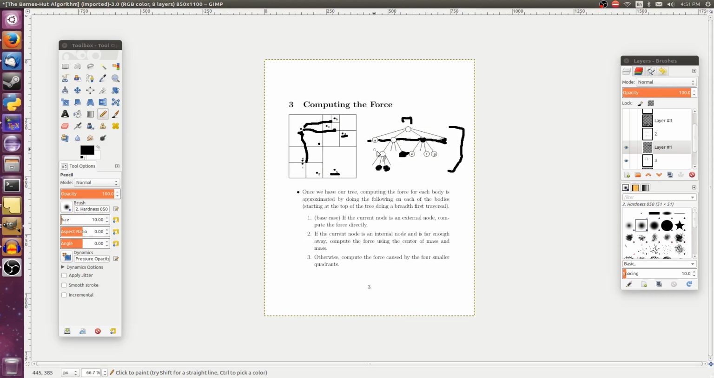And that is the algorithm, but how do we specify how something is far enough away? Because I wasn't being very precise when I was saying that. I was just saying, oh, if it's far enough away, then we'll use the center of mass. Otherwise we won't. But how do we quantify that?